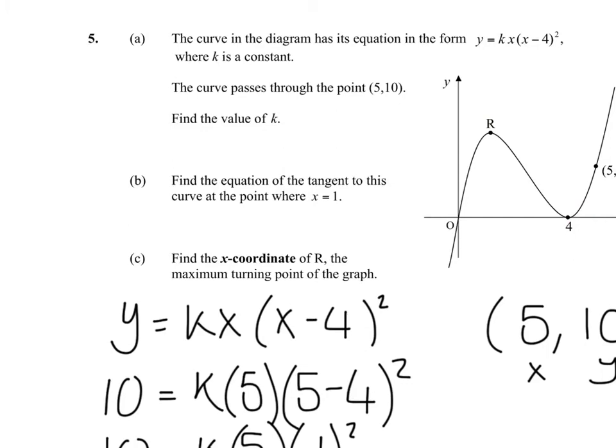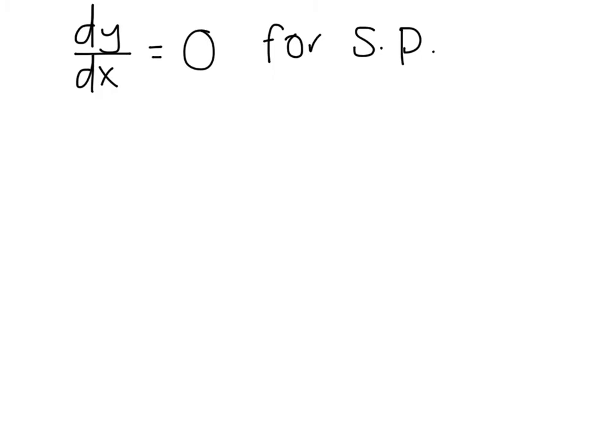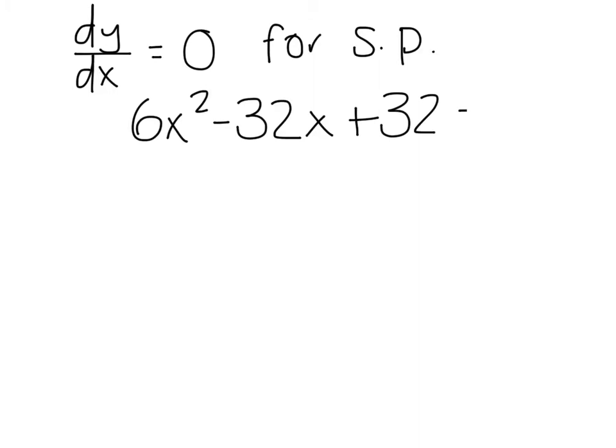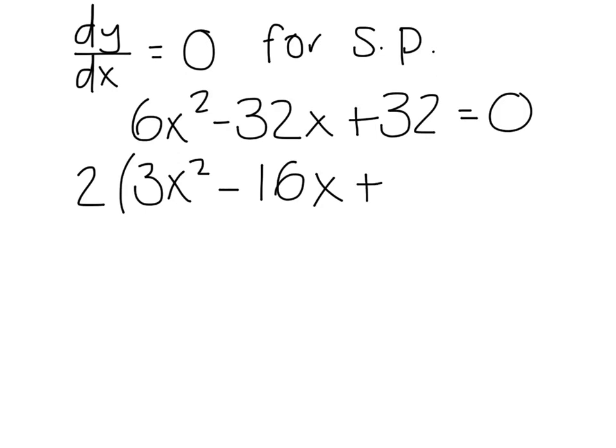So we'll do this over here. So first of all, we'll state that what we need to do is find a derivative, set it to equal to 0 for stationary points. So a derivative which we actually worked out earlier in the question is 6x squared minus 32x plus 32 equals 0. So we can take a common factor of 2 out here. That gives us 2 times 3x squared minus 16x plus 16 equals 0.